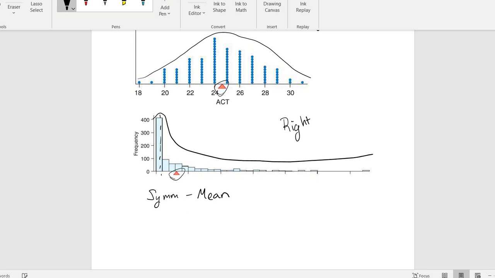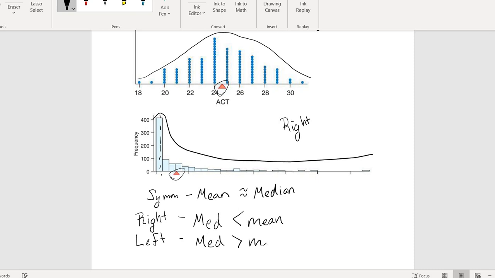So here's a little rule of thumb: if your data is symmetric, then your mean is going to be pretty close to your median. And if it's right skewed, well, remember, the x-axis goes in numerical order, so it goes least to greatest. So what that means is that our median is going to be less than our mean. And if it's left skewed, then our median will be greater than our mean.